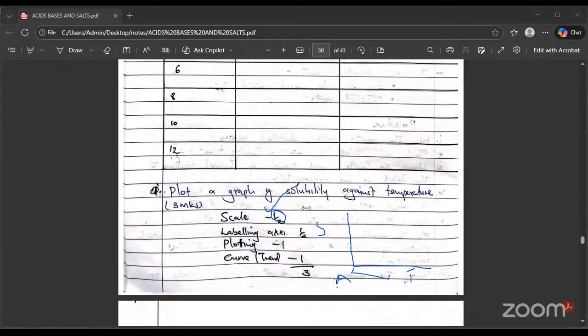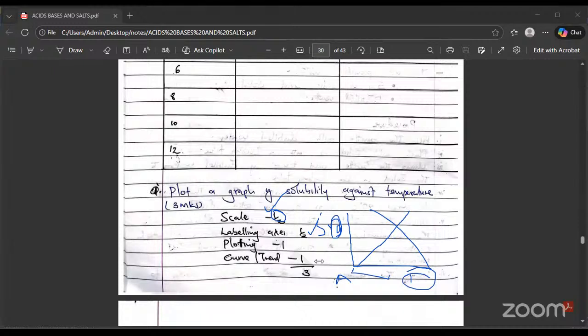That means even if the graph should go this way and you have drawn it this way, and it has covered 3/4 of the page, I'll give you an alpha mark for using a correct scale. Now, labeling of the axis comes this way. I'll give you an alpha mark if you have written solubility on this side and the temperature here. If you label that way, I'll give you automatically the alpha mark for labeling the axis.